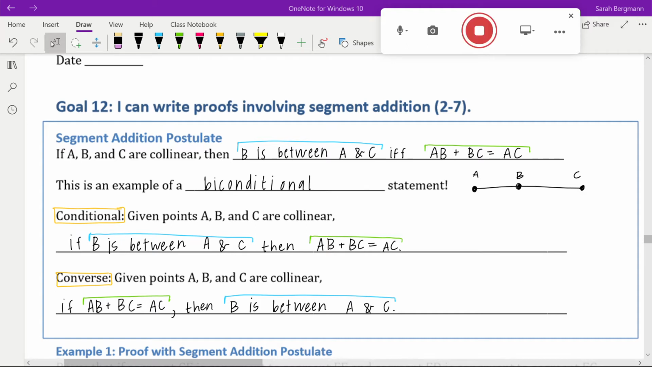Welcome back, everybody. Today we are learning about writing proofs involving segment addition. Segment addition postulate is really just a formal name for something that you've already learned in Unit 1A. And here's what it says.